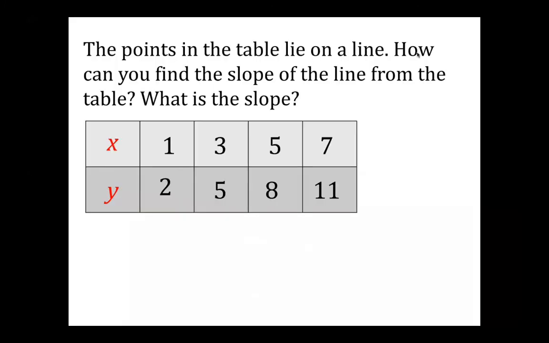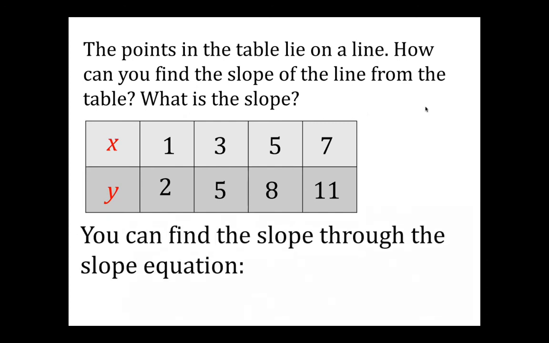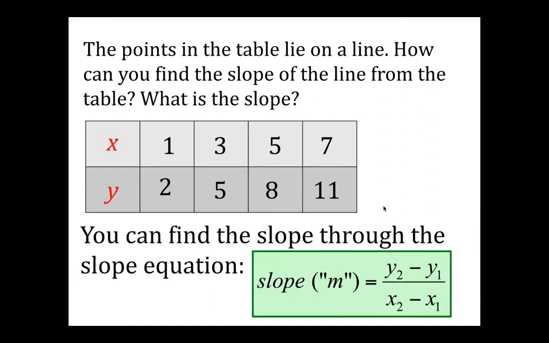Okay, let's go ahead and look at another situation where we're given a table of values for our ordered pairs. The points in this table lie on a line. How can you find the slope of the line from the table, and what is the slope? Let's apply what we've learned to find the slope given a table of values. You can actually find the slope through the slope equation, which is stated right here. You can pick any 2 points, or ordered pairs, within this table and then plug them into your slope equation.